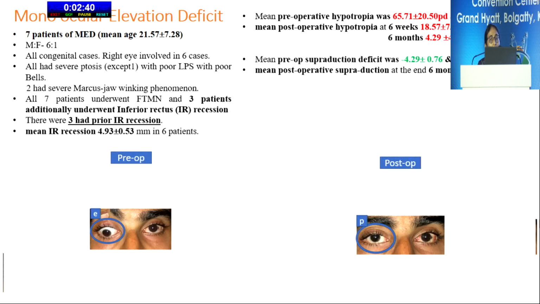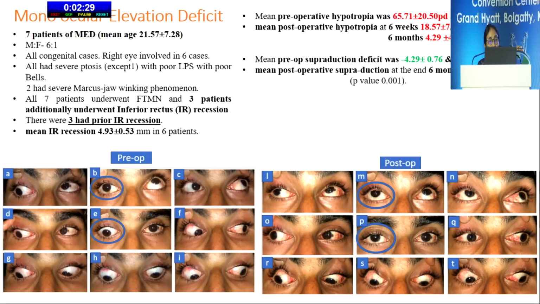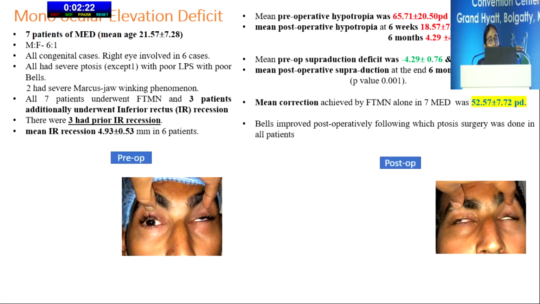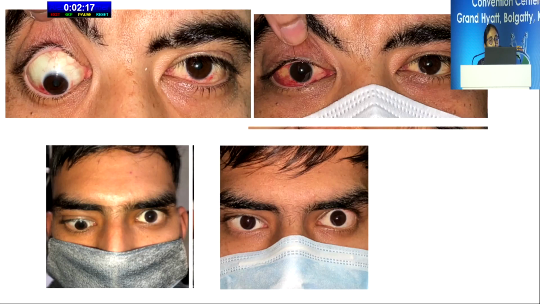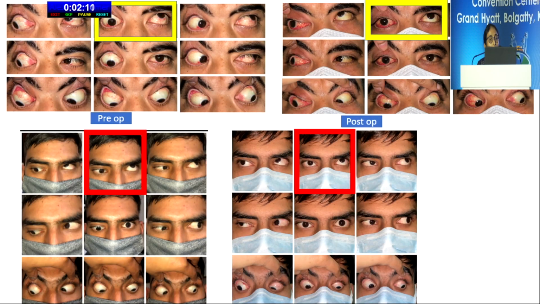Mean pre-op hypotropia improved from 65 to 18 prism diopters at 6 weeks and 4 prism diopters at 6 months. Mean pre-op supraduction improved from -4.29 to -1.36, which was statistically significant. Mean correction achieved by this procedure alone in 7 patients was 52. Bell's improved post-operatively, following which ptosis surgery was done in all patients. These are the photographs of other patients showing correction of hypotropia in the primary position. And this is the 9-gaze photograph showing improvement in supraduction without compromise of the horizontal movements.